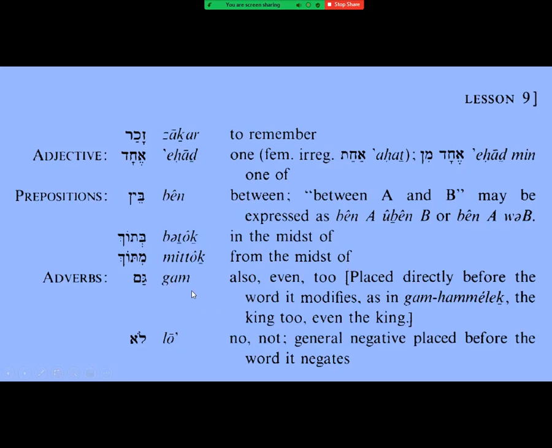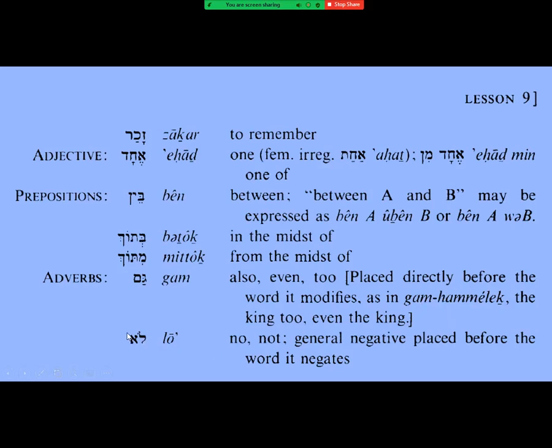The adverb gam means "also," or "even," or "too." If it is placed right before the word it modifies, like in Gam Hamelech, it means "the king too," or "even the king." Like, even the king sucks his thumb, or something like that. Okay, that's even, like it's an unusual thing. You put it on the front.